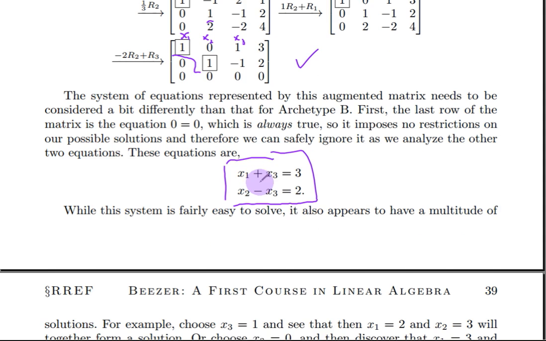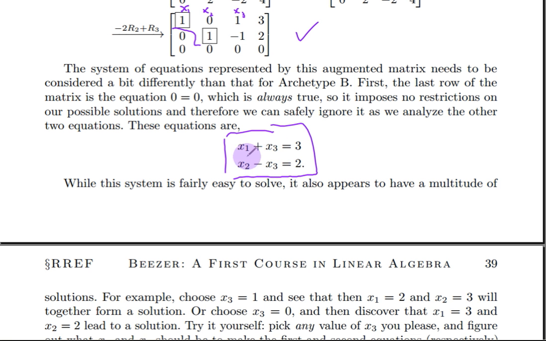How are we going to solve this? Well, notice that we actually have 3 variables and 2 equations. Turns out that I can choose x3 to be anything I want, and I can get answers for x1 and x2. I can rewrite this as x1 equals 3 minus x3, and x2 is equal to 2 plus x3. So in fact, I can choose x3 to be anything I want, and I can get values of x1 and x2 that work. So this system has infinitely many solutions.